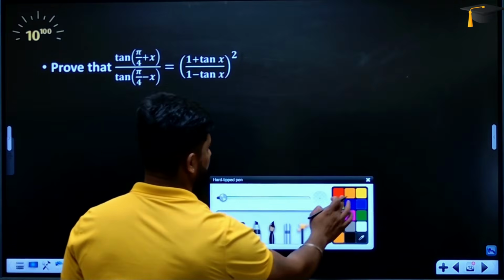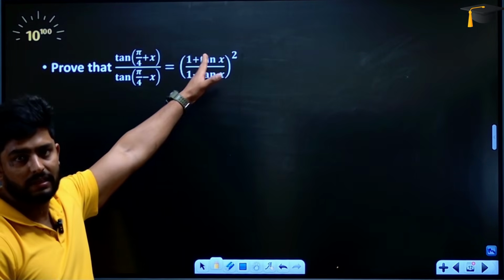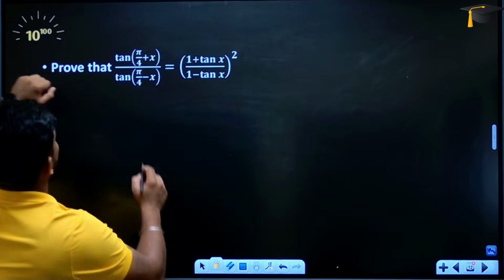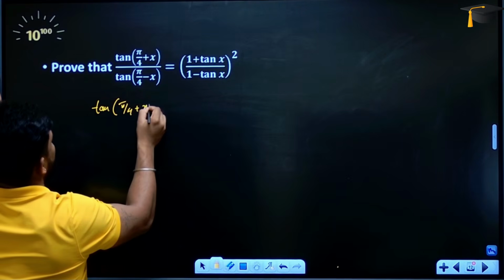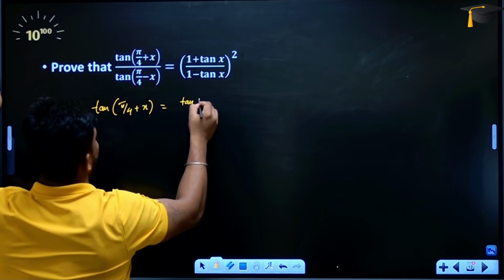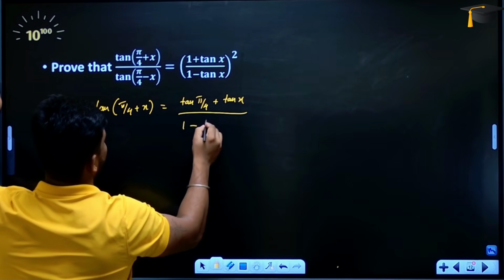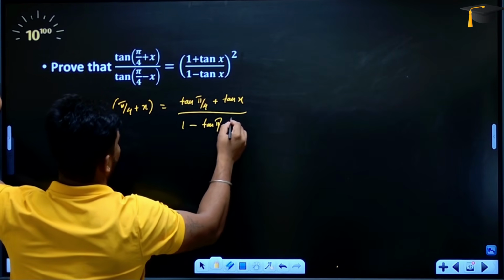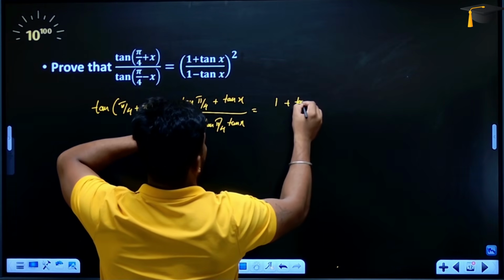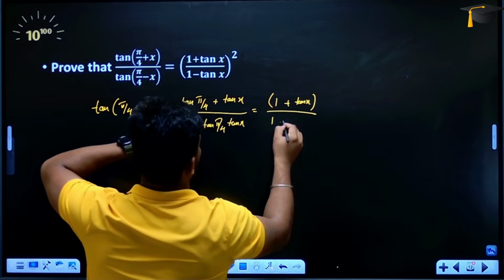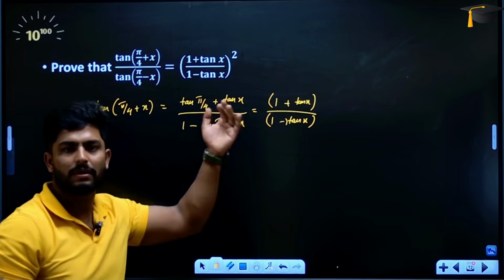Okay, so this question: tan of pi by 4 plus x divided by tan of pi by 4 minus x is equal to this, we have to prove. This can also come for 3 marks, note it. So now I'll take only tan pi by 4 plus x. So tan pi by 4 plus x is tan a plus b, that is tan pi by 4 plus tan x divided by 1 minus tan pi by 4 into tan x. Okay, tan pi by 4 is tan 45, kids, that is 1. So 1 plus tan x divided by 1 minus 1 into tan x, and 1 into tan x is nothing but tan x only.